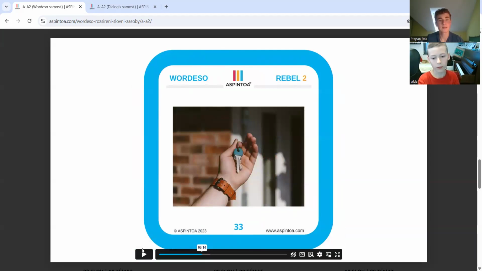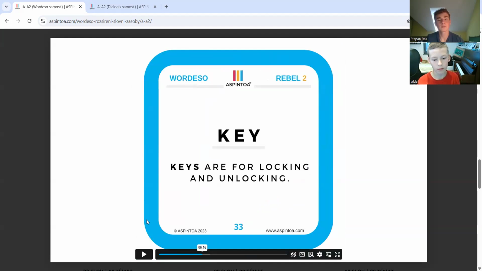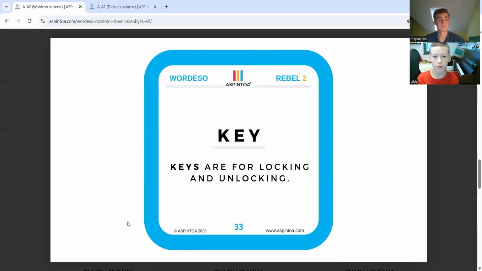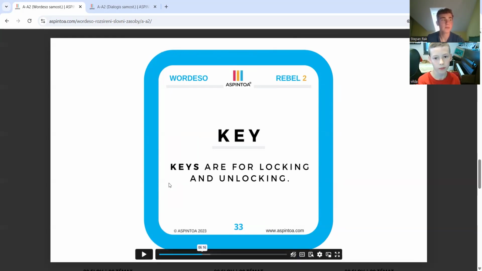This is a key. And what could you use a key for? For locking and unlocking maybe your car or a house. Yeah, so a key could unlock many things. Cars, houses. Maybe you could have a lock for your bike as well. That's very useful.